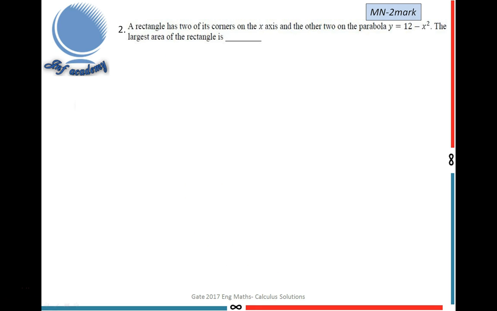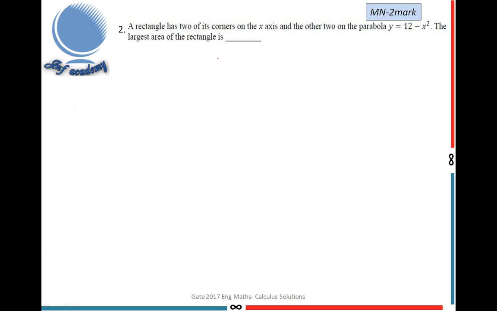The second problem: a rectangle has two of its corners on the x-axis and the other two on a parabola. One parabola is given. The largest area of the rectangle is dash. You have to find the largest area of the rectangle with one condition: two corners on the x-axis and the other two on the parabola. So here you have to find the maximum area subject to a constraint.